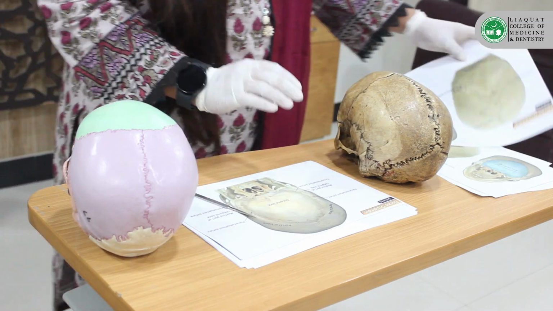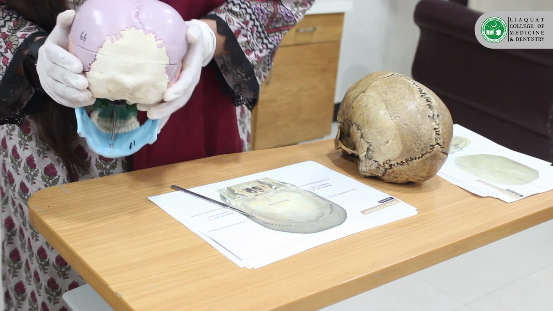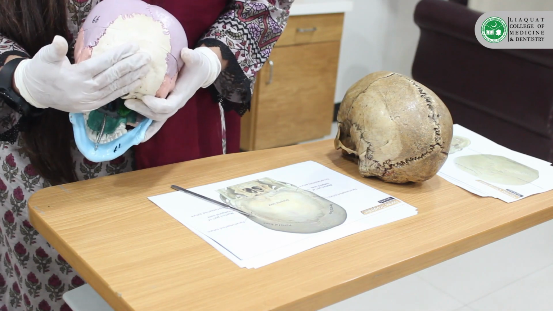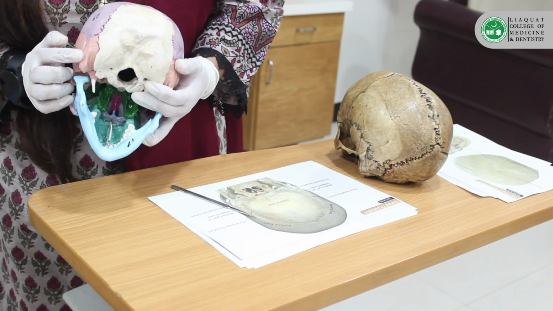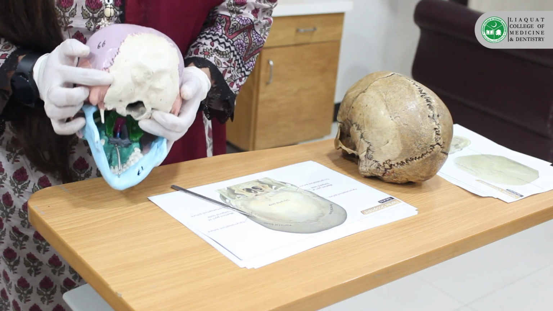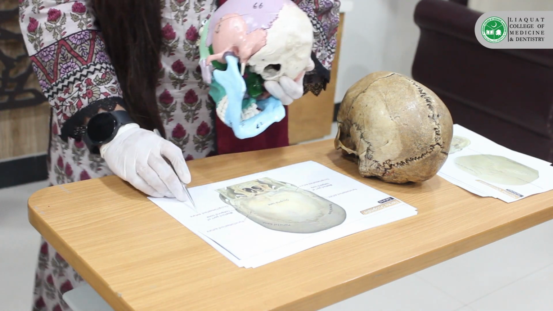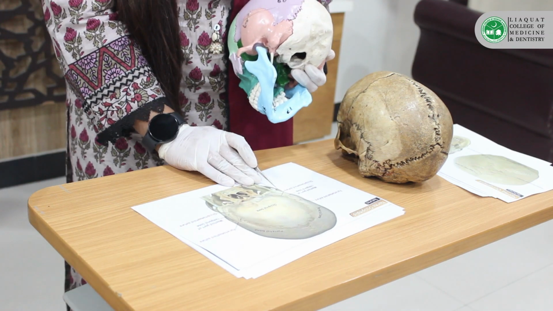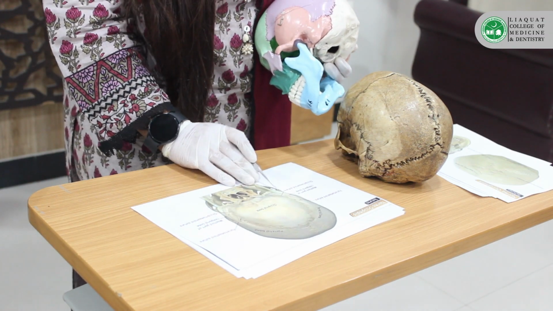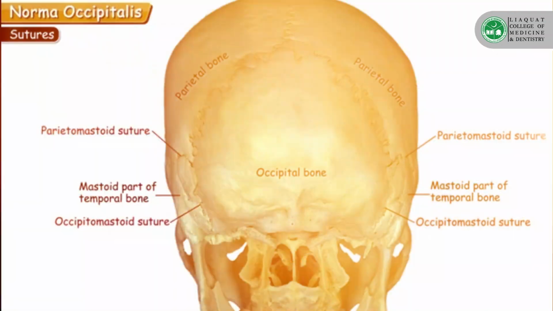Then moving forward to the other sutures, laterally we can see two more sutures. Where the occipital bone meets with the mastoid part of the temporal bone is known as the occipitomastoid suture. As you can see here, the occipitomastoid suture. Then similarly, the mastoid part of the temporal bone meets with the parietal bone to form the parieto-mastoid suture. You can see here the parieto-mastoid suture.